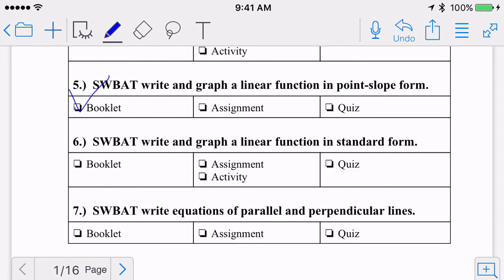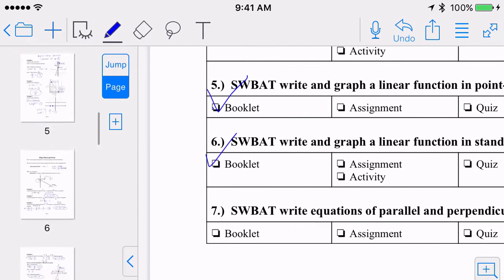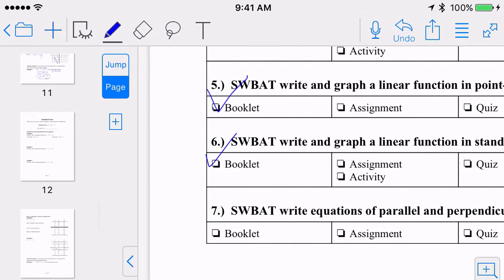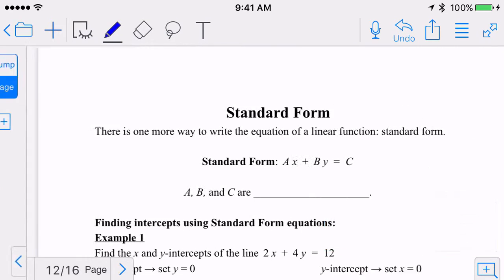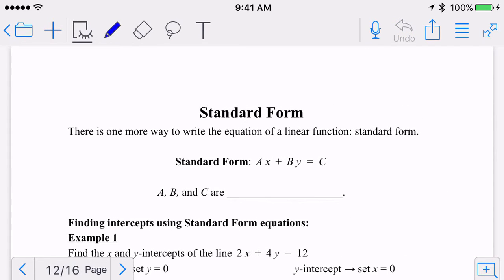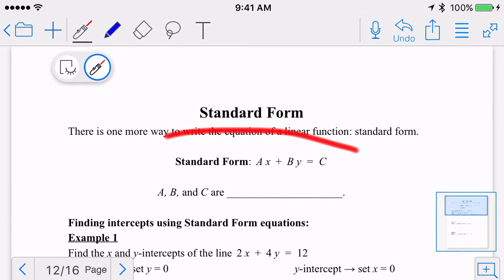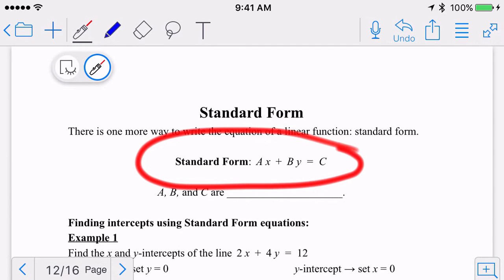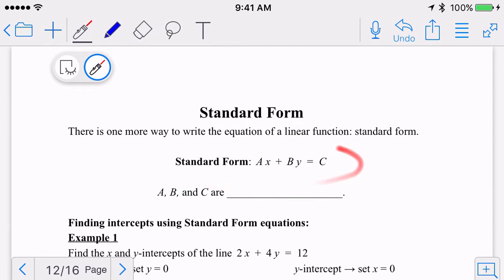Today we are doing lesson 6 on standard form. So go ahead and check off that part of your booklet since we're getting this done right now. Hop over to that page. Standard form. Well, what is standard form? Well, it's this equation here, ax plus by equal to c. And all it is, it's just one more way to write the equation of a linear function. So now we have a total of 3. You've got slope-intercept, point slope, and now standard form.